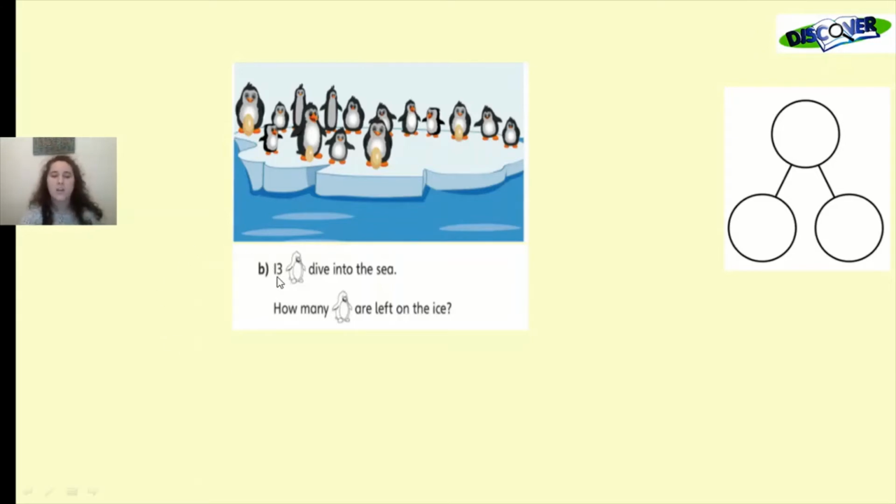And looking at my question, I know 13 of them are going to dive into the sea. Let's have a little think. If penguins are diving into the sea, does that mean we're going to have more penguins or less penguins? Amazing, we're going to have less. And as we were speaking about earlier, if we have less, that means we are going to take away. So let's start by writing a number sentence for our question. We know we're starting with 15 and 13 are going to go. Can you tell me what number sentence we could write for this? Brilliant. 15 take away 13 equals something.